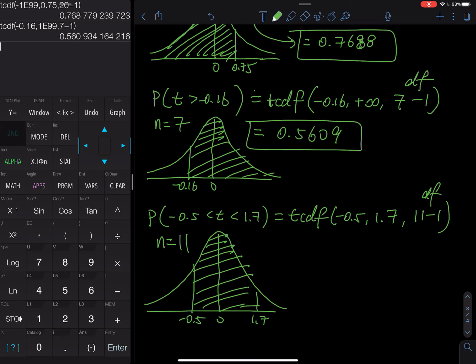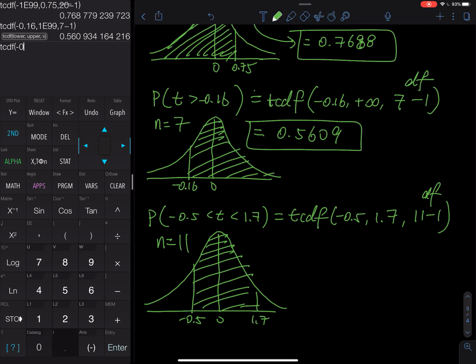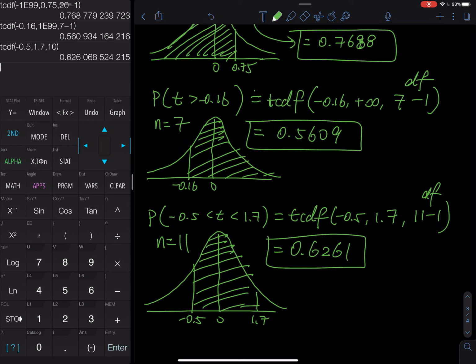So let's say this is 11, then you have 11 minus 1 for the degree of freedom. So we go to second vars tcdf, and then negative 0.5, 1.7, and then 11 minus 1. Let's try 10 this time. I do the math by myself. So this is 0.6261. So that is how you do tcdf.